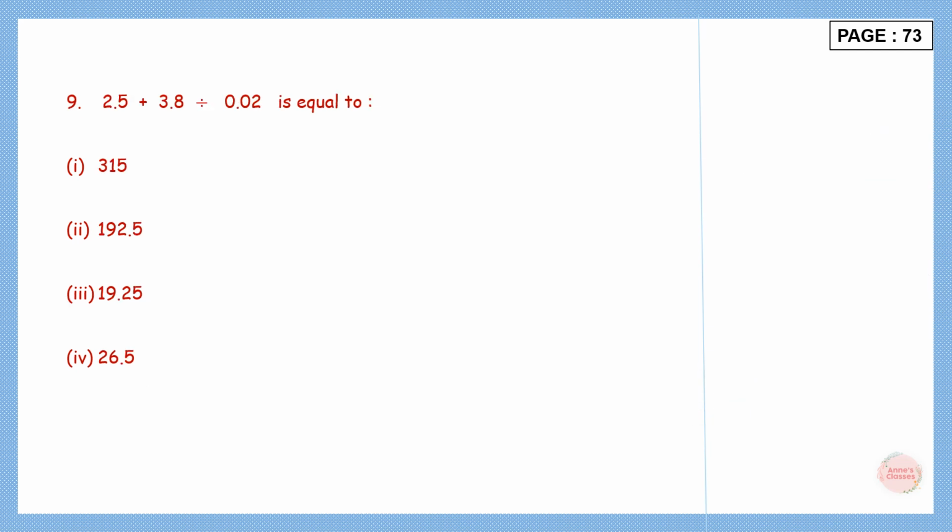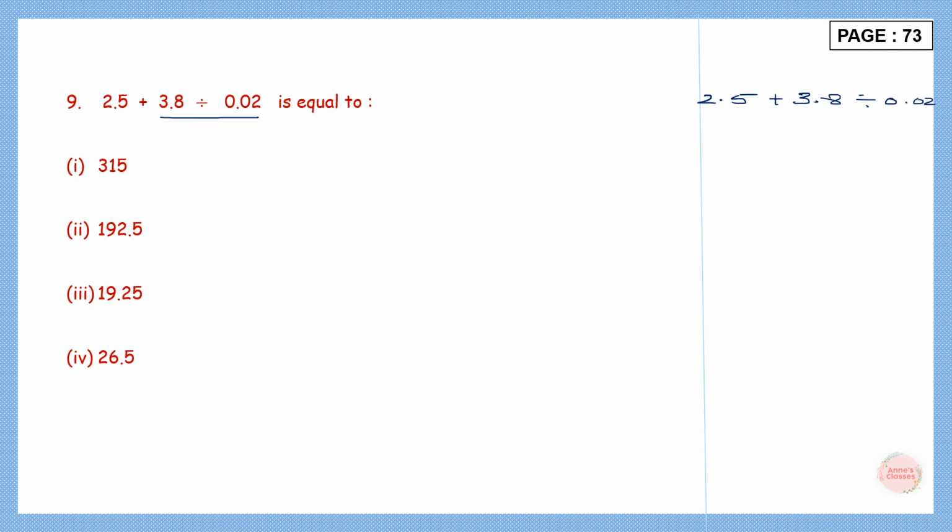Question 9. 2.5 plus 3.8 divided by 0.02 is equal to which of these answers? Now here we have addition and division. Whenever you have addition and division, according to BODMAS, division has to be done first. That means we need to work this one first. So first let's write down the question. 2.5 plus 3.8 divided by 0.02.